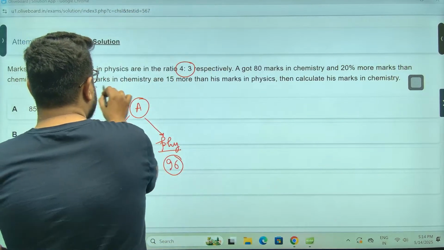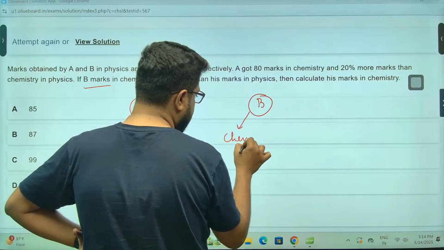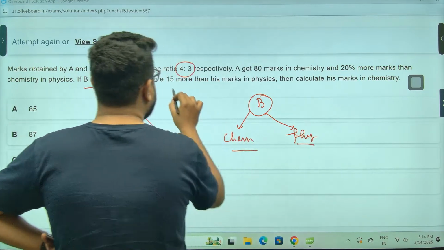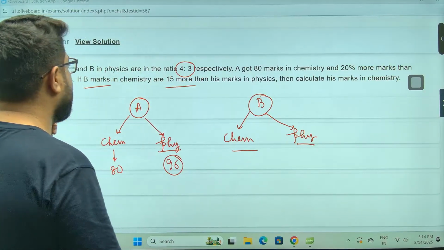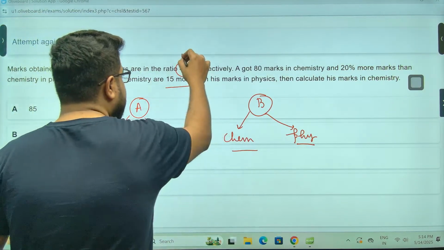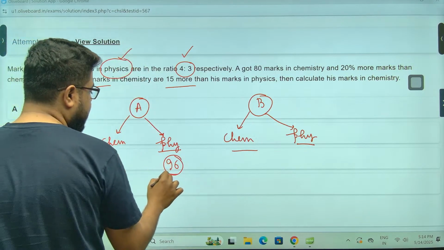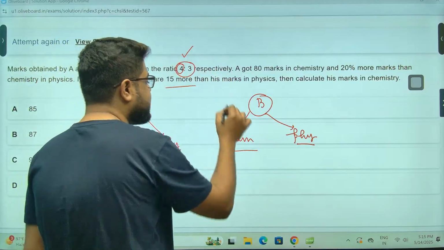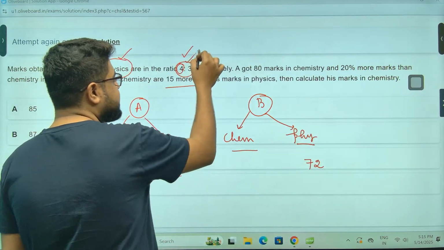Now B's marks in chemistry and physics: chemistry is 15 more than his marks in physics. Okay. Achha. So first things first. Now we can use this ratio. Ratio is of physics marks. A got 96. 4 parts is 96. 1 part is 24. 3 parts is 72. So B got 72 in physics from this ratio.